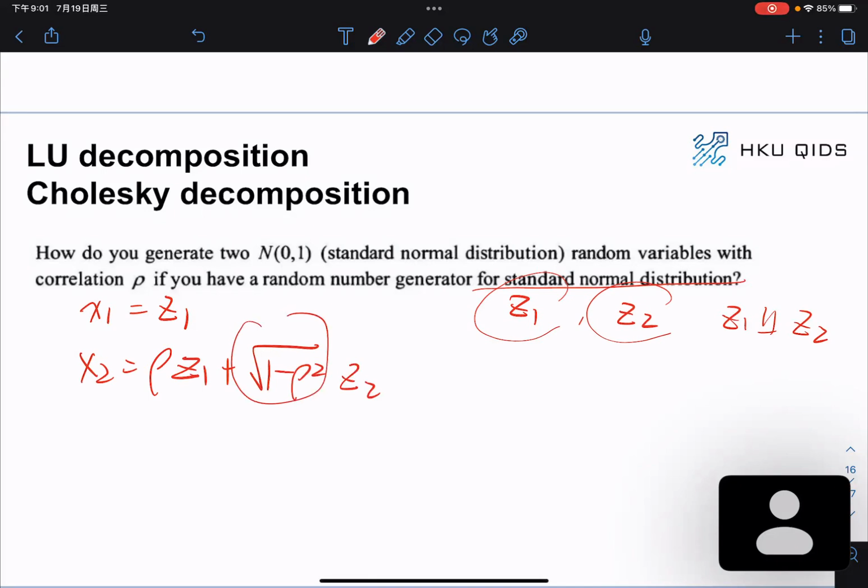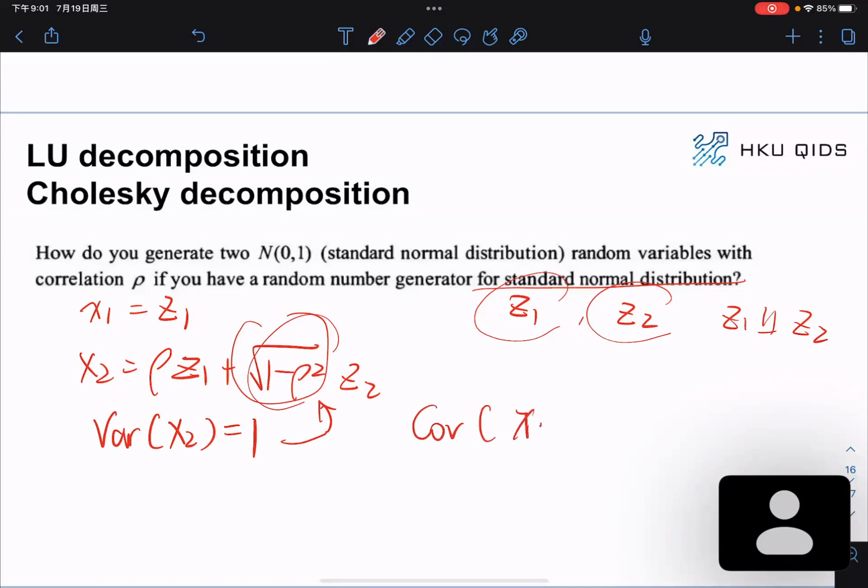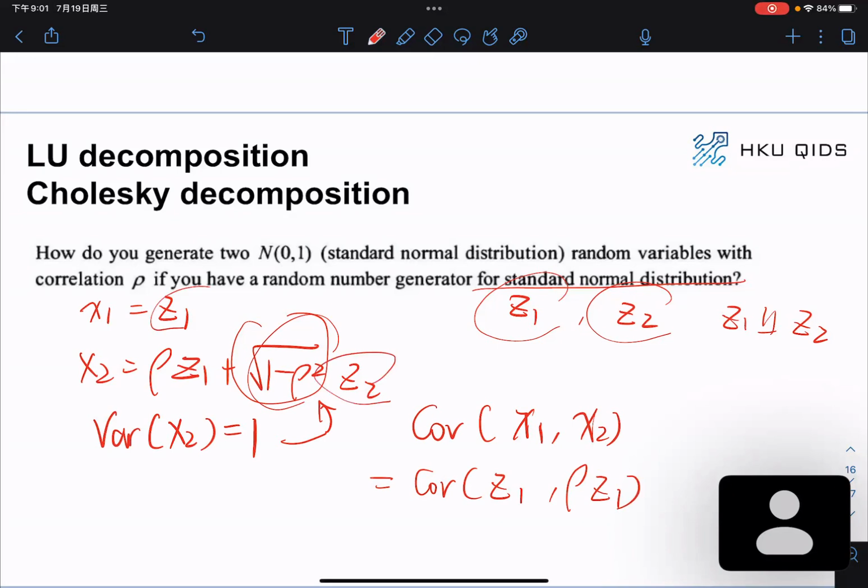How to determine the parameters? We just want to set the variance of x2 equal to 1, right? And you can put this value into that. And in this case, covariance of x1, x2 is going to be covariance of z1, rho z1, because z1 and z2 are independent. So this part can be canceled out. And this is going to be rho, okay? This is basically a basic example of using Cholesky decomposition.